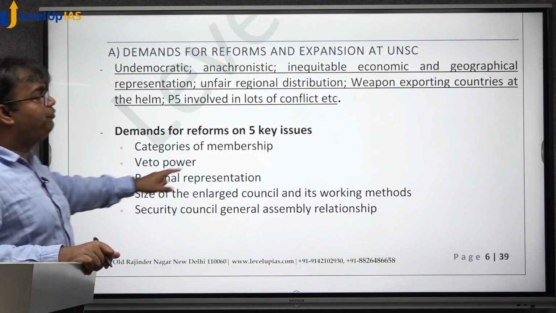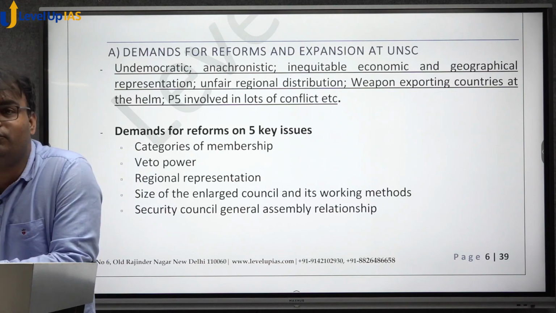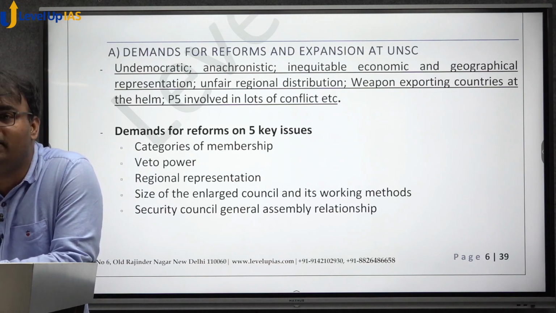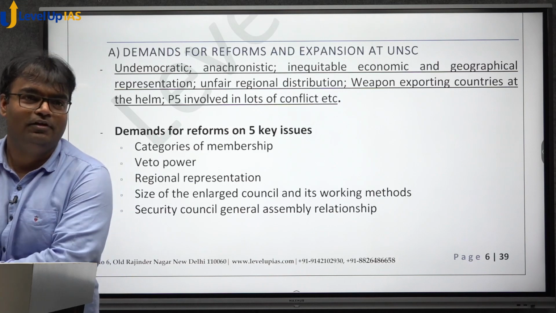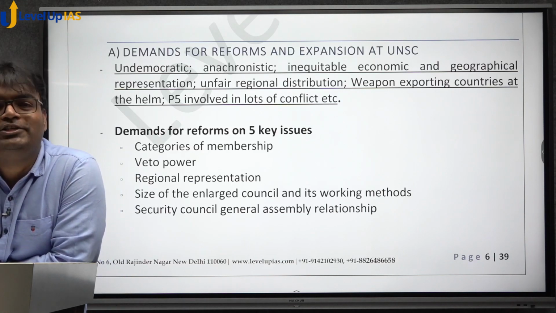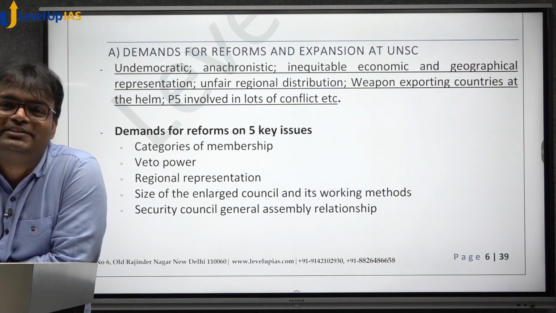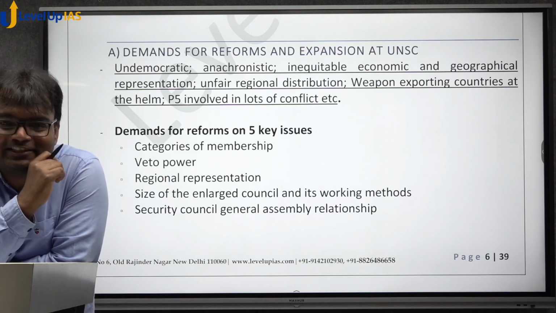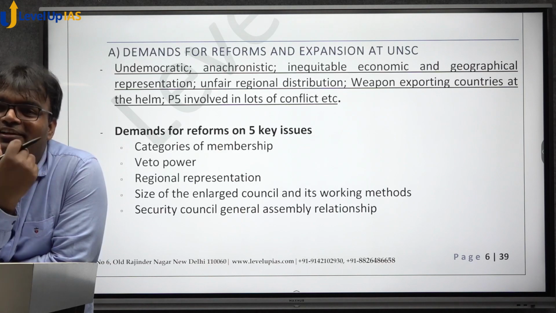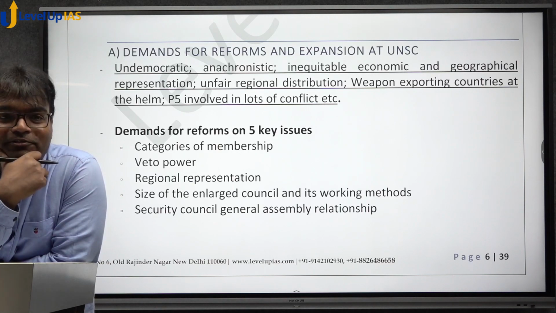Then weapon exporting countries are at the helm. If you look at the largest weapon exporters of the world, you would see USA, Russia, China are among the largest weapon exporters. We are buying Rafale from France. So for them, a conflict situation is better because more of their weapons would be bought rather than ensuring peace. So there's a conflict of interest in their responsibility of maintaining peace and their export of weapons, they being exporters of weapons.